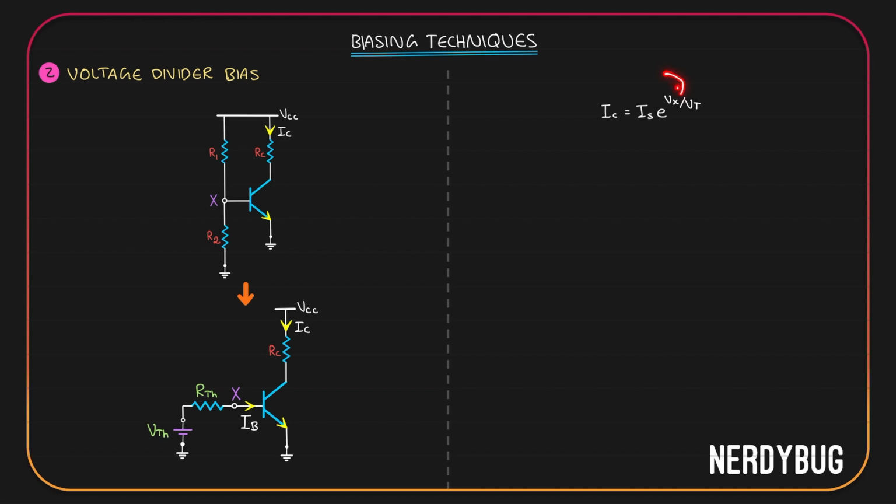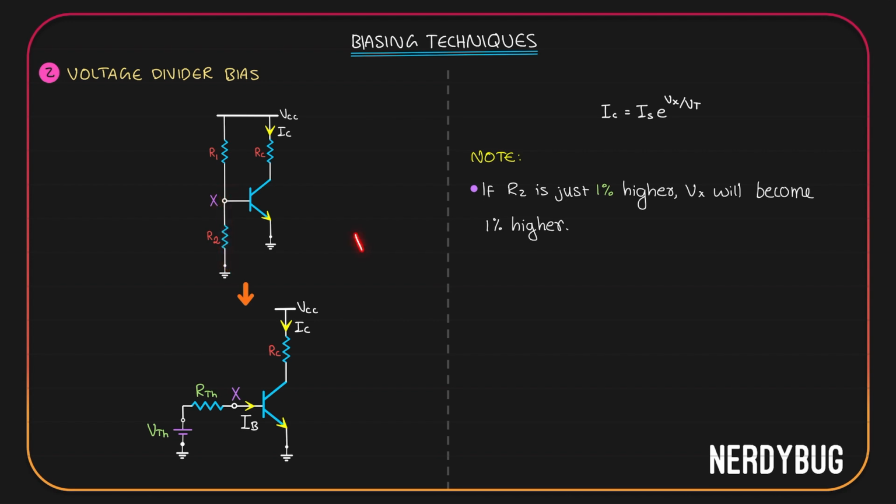Obviously, Vx does not depend on beta, it depends on the supply VCC and the resistors R1 and R2. We know resistance is dependent on temperature. Let us assume R2 becomes just 1% higher because of temperature. That means Vx will also become 1% higher because Vx is basically the voltage that is across R2.